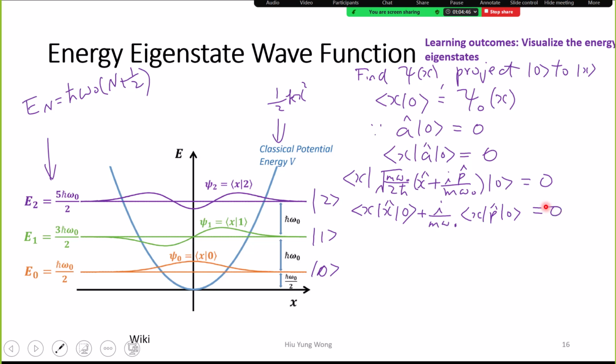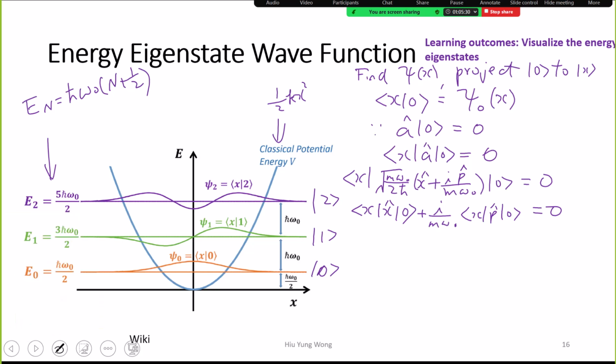I have a question for you. Where is this square root term? Because this is positive, I just remove it. This is 0 here, so this term is gone. So I have x hat 0, the first term, plus i over m omega naught, x p hat 0. Now here we did not really prove it, but let's do it step by step. What is the meaning of this one? I can apply x hat to 0, but this is 0 state. So now it becomes a little bit confusing.